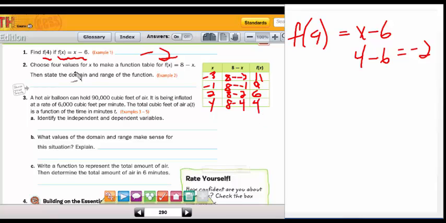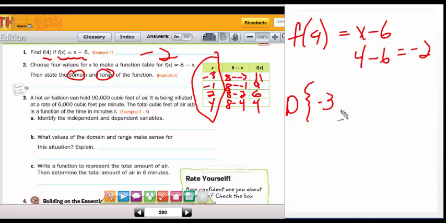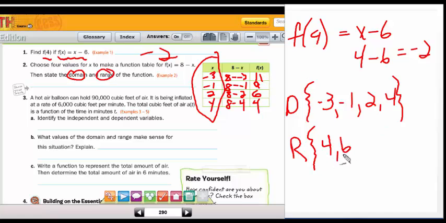So now they also asked us to state the domain and the range. So I'm going to do that over here. The domain, our input or x values in ascending order, would be negative 3, negative 1, 2, and 4. And our range, our output values, would be 4, 6, 9, and 11. If you look in the back of the book, every once in a while they'll do this differently. You don't have to put them in ascending or descending order, but we are always going to put them in ascending order so that when we check in class, everybody's doing it the same way.